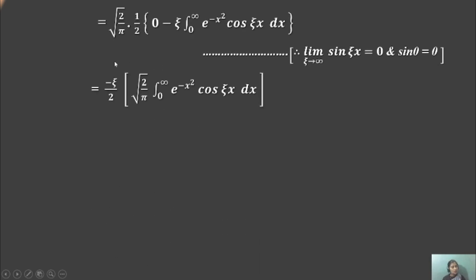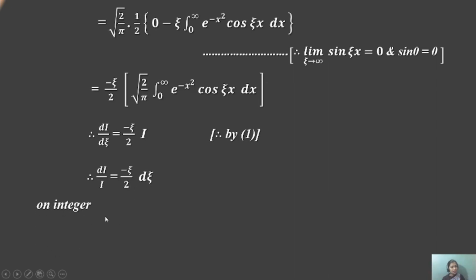Then putting in the value, minus ξ by 2 will be considered in the form and generated to the equation, with square root of 2/π. Then dI/dξ equals minus ξ upon 2 times I. This equation is called equation first. dI upon I equals minus ξ upon 2 dξ will be generated. On integration, we get log I equals minus ξ square by 4 plus log A, where log A is a constant. Then the value generated is log I minus log A equals minus ξ square by 4.